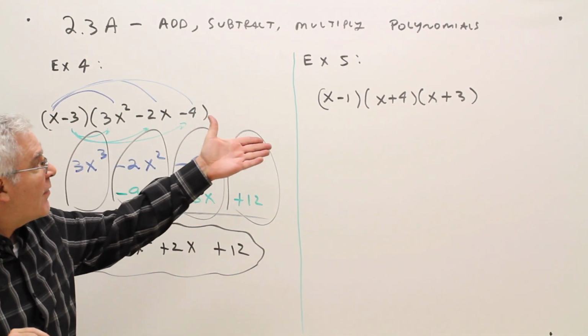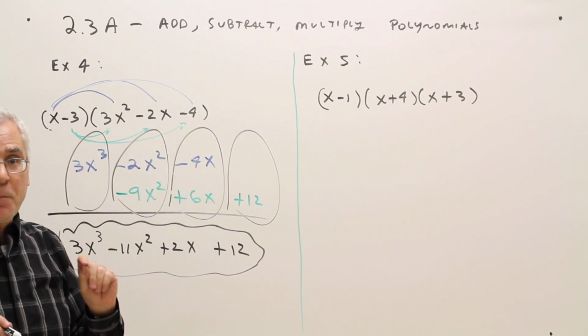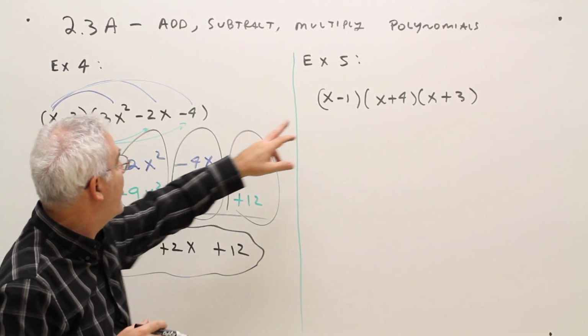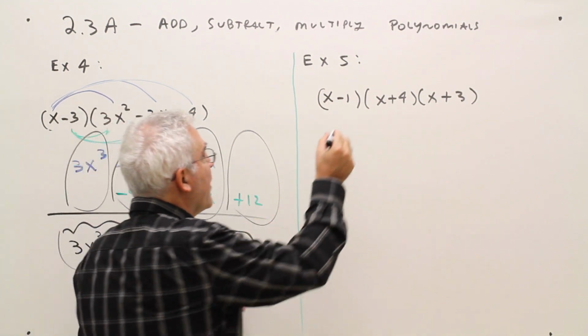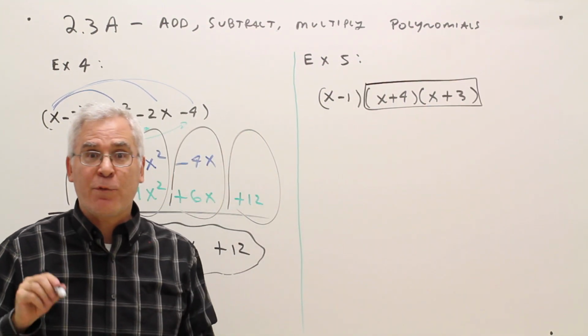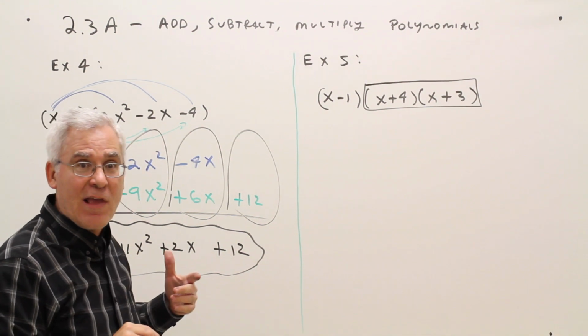Okay, this example 5 is very similar to this with one exception. What I'm going to do, I like to have my binomial be to the left. It's just easier for me to visualize. So what I'm going to do is choose to multiply those two binomials first. I'll get a trinomial, and then it'll be just like that example there.